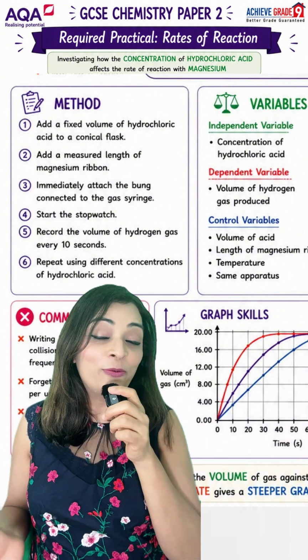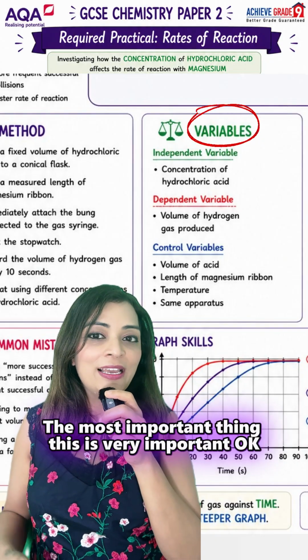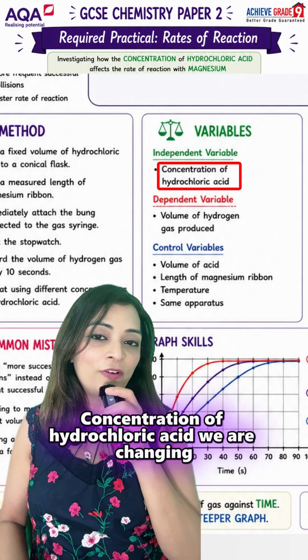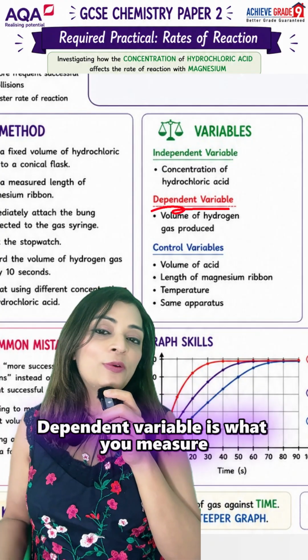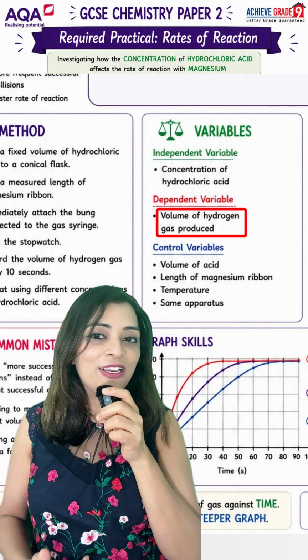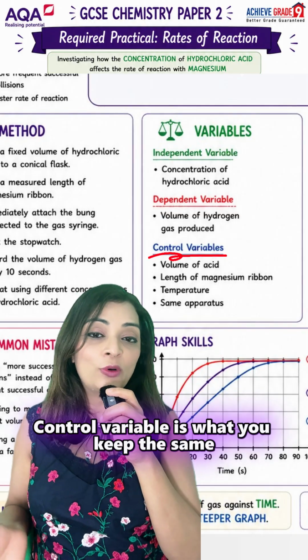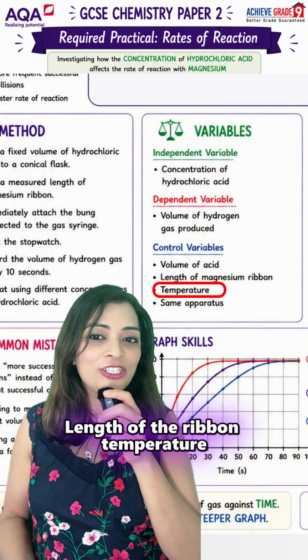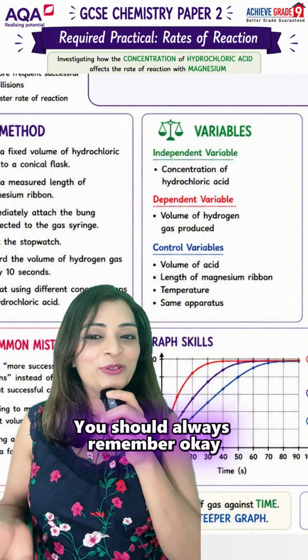Okay, so now what are the variables? This is very important. The independent variable is what you change: the concentration of hydrochloric acid we are changing. The dependent variable is what you measure: the volume of hydrogen gas we are measuring. The control variable is what you keep the same. So the volume of hydrochloric acid, the length of the ribbon, and the temperature. These are 3 control variables you should always remember.